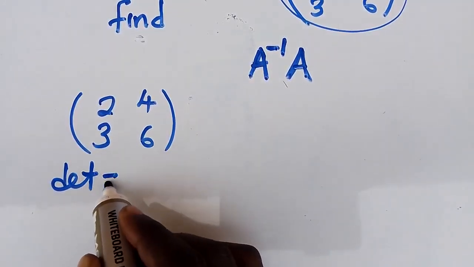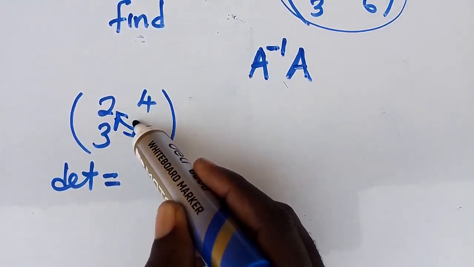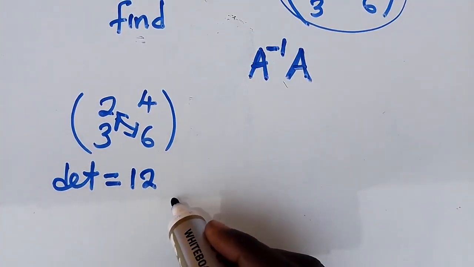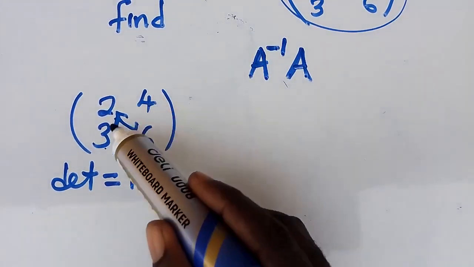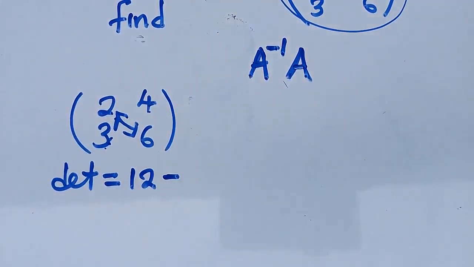The determinant is equal to, you multiply the major diagonal. This is the major diagonal: 2 times 6, that is 12. Minus, what is this times that? So I say minus that. What answer are we getting? We are getting a 12.